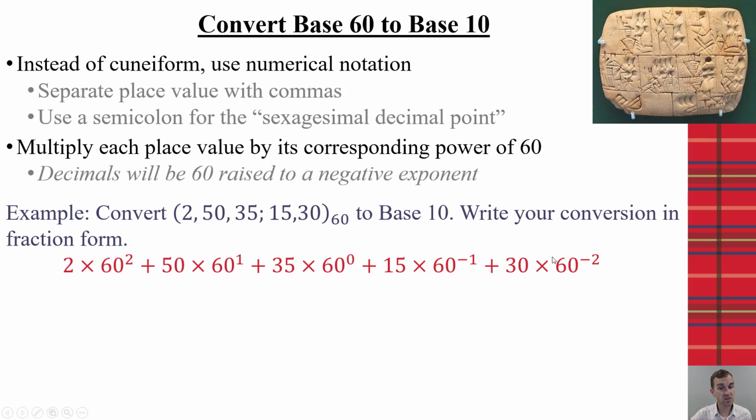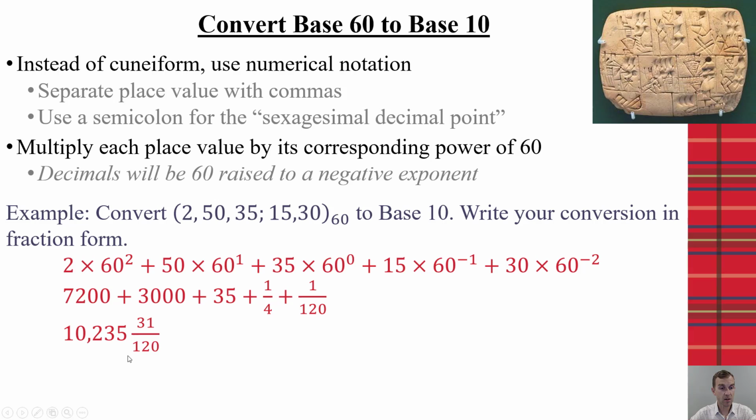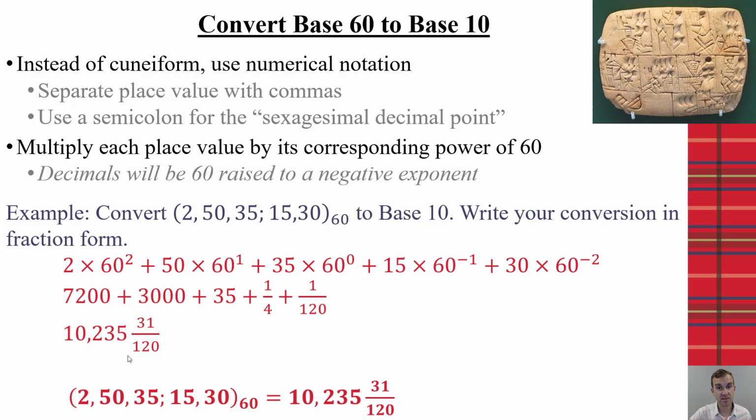And I'm going to write those in fraction form, not decimals, because they could handle fractions. So that's 7,200 plus 3,000 plus 35 plus 1/4 plus 1/20. And then if I simplify that, that becomes 10,235 and 31/120. That will be my conversion over to base 10. And again, I want to leave it in that fraction form.